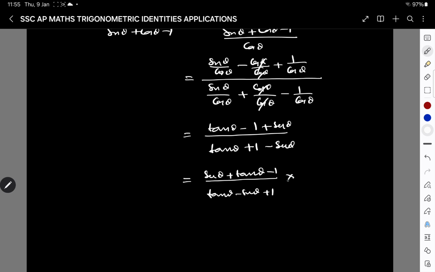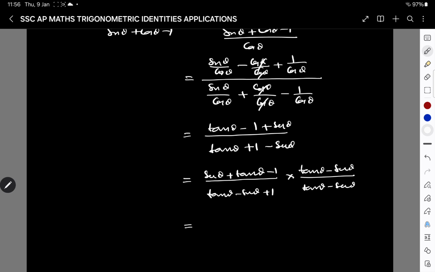You multiply the numerator and denominator by the same expression, tan theta minus secant theta, so that there is no change in the value. So I multiply numerator and denominator by tan theta minus secant theta. So what would you get here now?